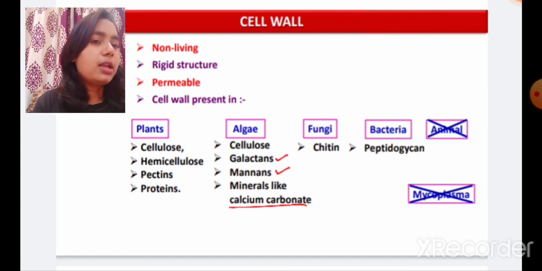But in animal cells, cell wall is absent. Cell wall is also absent in mycoplasma.